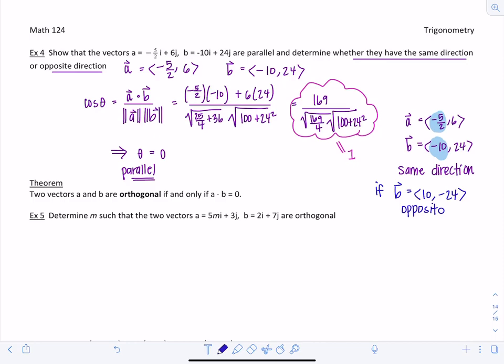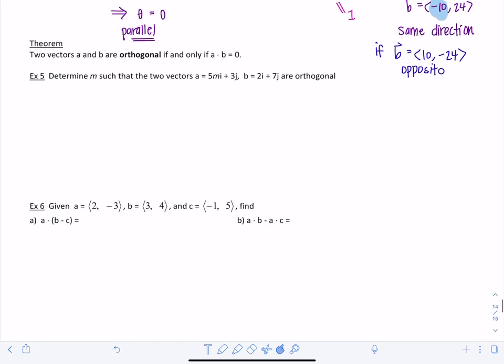Okay, good. So we have a theorem now, which we've kind of explored already, telling us that two vectors A and B are orthogonal if and only if their dot product is 0. So here we're just going to look at an exercise applying this theorem, and it says determine or find m such that the two vectors given here are orthogonal.